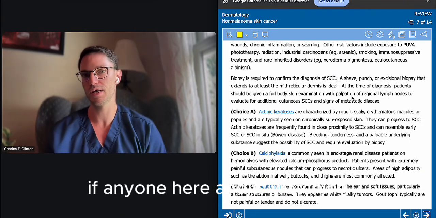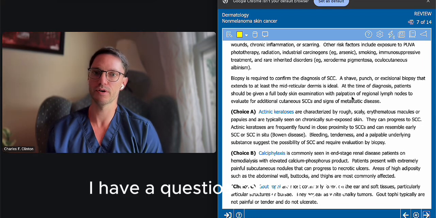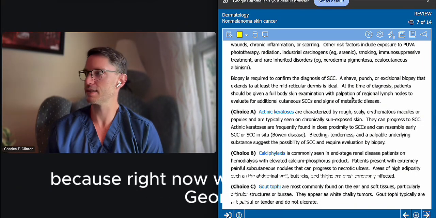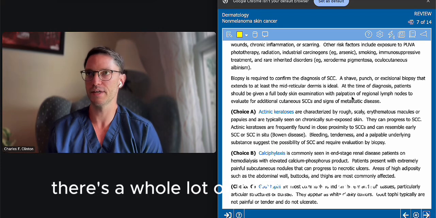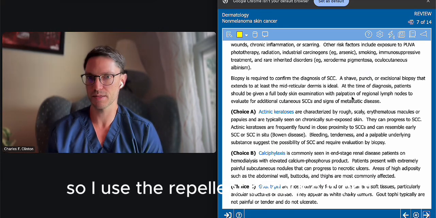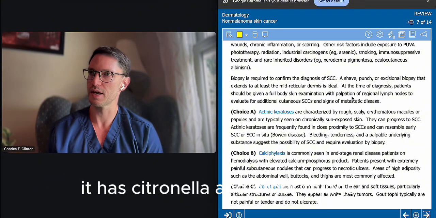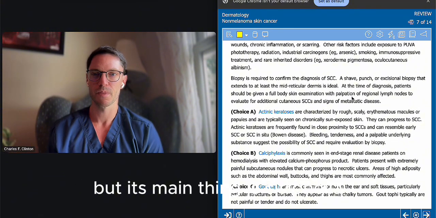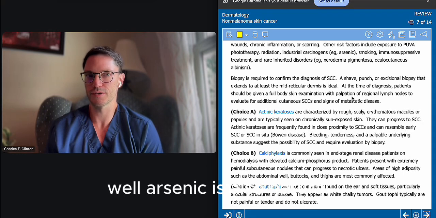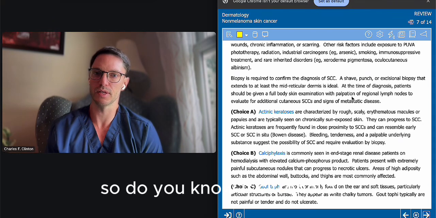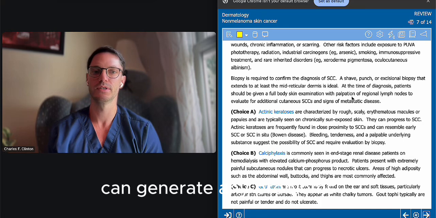Okay, if anyone here is watching, I have a question for you guys. Just out of curiosity, because right now we live in Savannah, Georgia. There's a whole lot of insects and gnats, so I use the repellent because if not, they eat me alive. I try to use the natural product. It has citronella and other things, but its main ingredient is citronella. Although citronella is natural, well, arsenic is also natural. So do you know if having a lot of citronella in your body can generate any problems? That would be interesting for me to know.